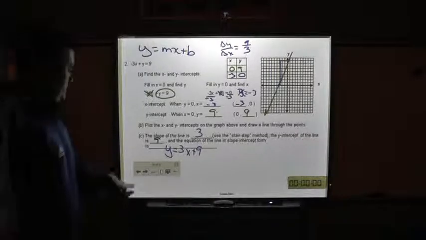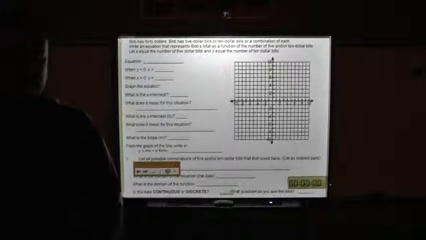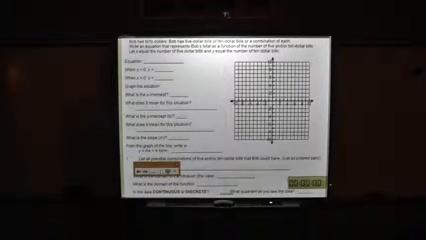Alright? Last one. This one's a little involved, but let's talk about it for a second. Now before you start writing, kind of watch. Read through the problem. Bob has $40. Bob has $5 bills or $10 bills, or a combination of each. Write an equation that represents Bob's total as a function of the number of $5 and $10 bills. Okay? Let x equal the number of $5 bills and y equal the number of $10 bills.